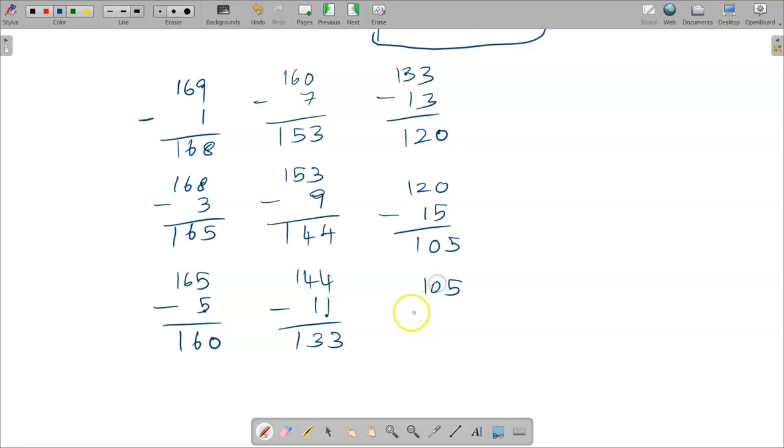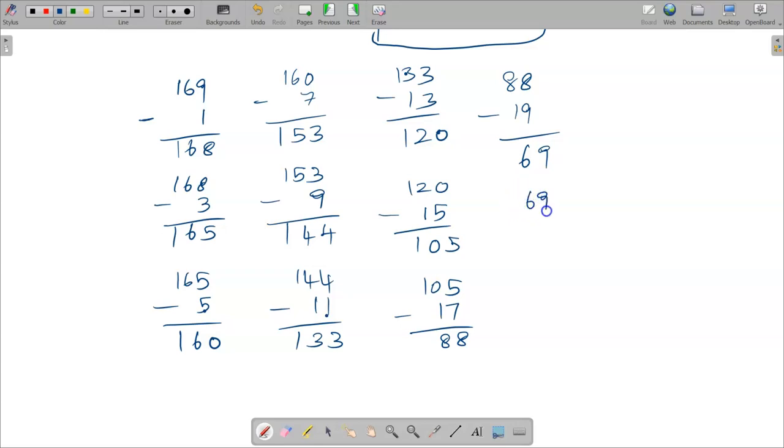So 105 minus the next odd number, 17. 15 minus 7, you are getting a borrow, right? 15 minus 7 is nothing but 8. Here it becomes 9. 9 minus 1 is 8. So 105 minus 17 is nothing but 88. So 88 minus, what is the next odd number? 19. Here it is 8. 18 minus 9 is nothing but 9. So 8 will become 7. 7 minus 1 is nothing but 6.